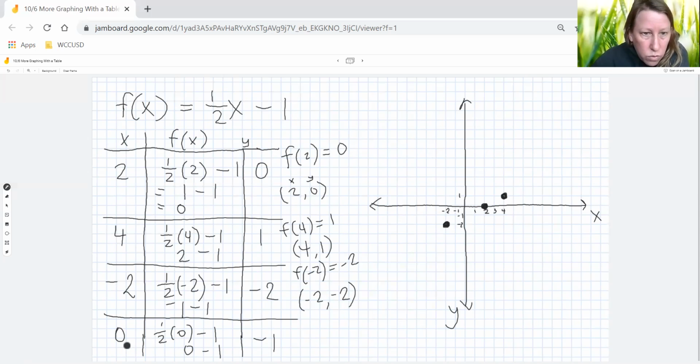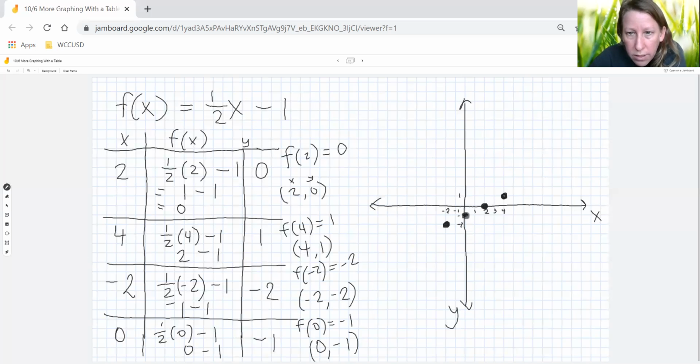We have the y-intercept because this is where x equals 0. This is the y-intercept. When we put 0 into the function, we get -1 out. So that's the point (0, -1). And where is that? Well, the x coordinate is 0, so I'm going to be right here. And the y coordinate is -1. So I have to look on the y line and find -1, which is right there. So it's this point right here.